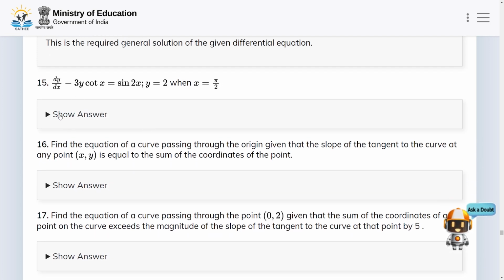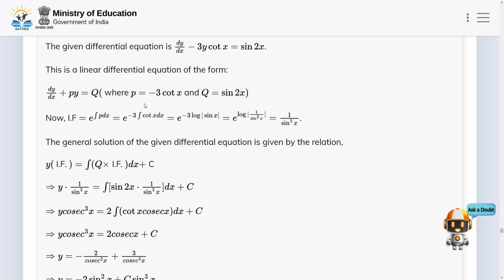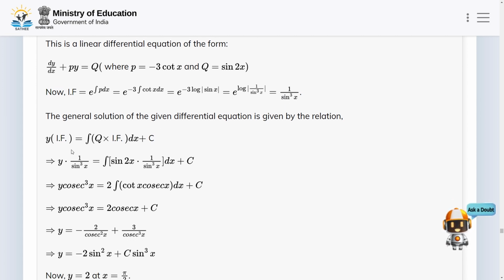In 15th problem, still you have to find the particular solution according to the given condition. So here you can see that p is minus 3 cot x and q is sin 2x. So p is minus 3 cot x. So integrating factor will be 1 by sin cube x. If you perform the corresponding steps, you will get 1 by sin cube x. Now use this form to get your general solution.